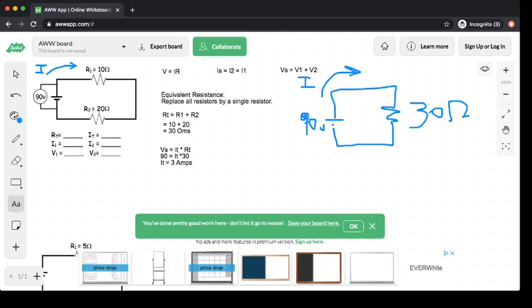Now, the wonderful thing is I know that 3 amps is the same for all the resistors. It's the same current going through all of my resistors. And so that's going to let me solve for pretty much everything else in this circuit. So let me just write a few things down so we don't forget it. Our equivalent resistance is 30. Our total current in this case is just 3. Woo, that's messy.